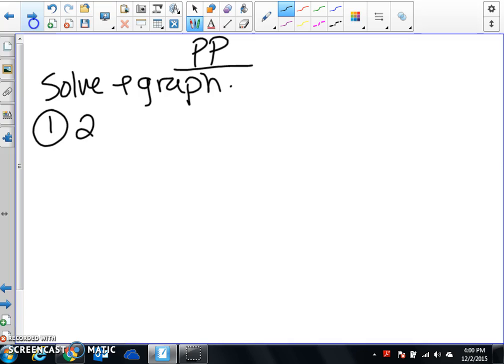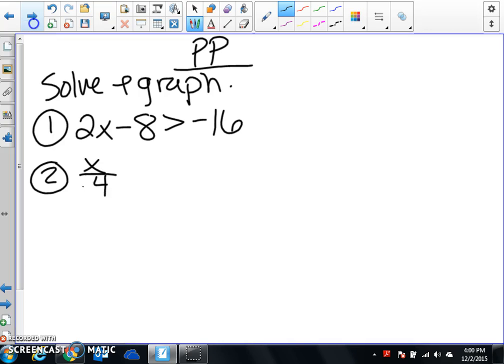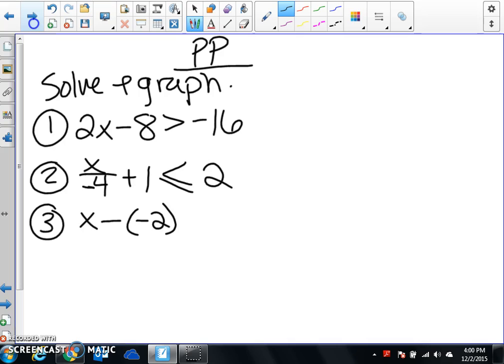1, 2x minus 8 is greater than negative 16. 2, x over negative 4, plus 1 is less than or equal to 2. 3, x minus a negative 2 all over 6 is less than negative 4.